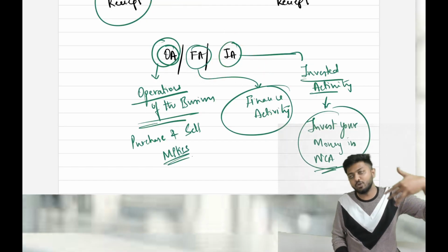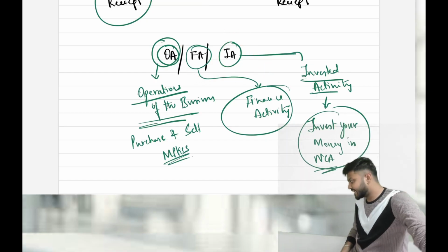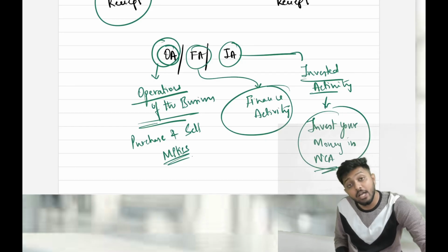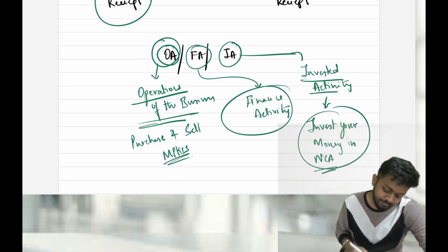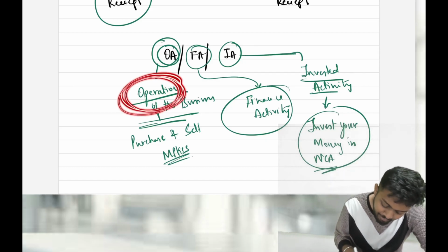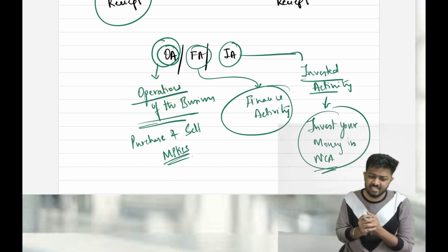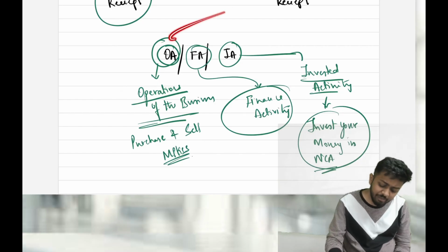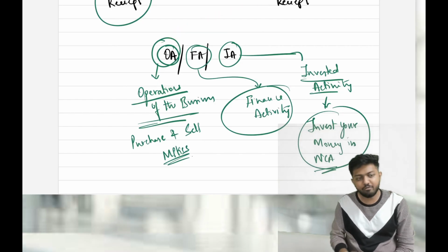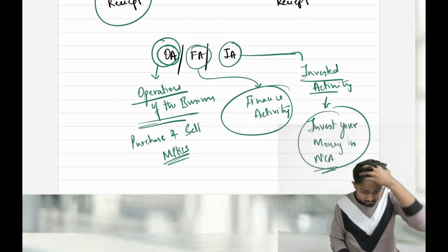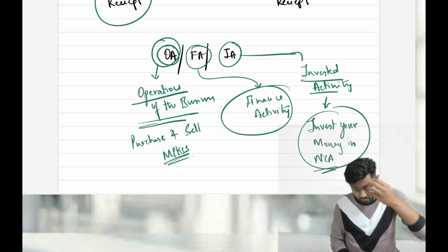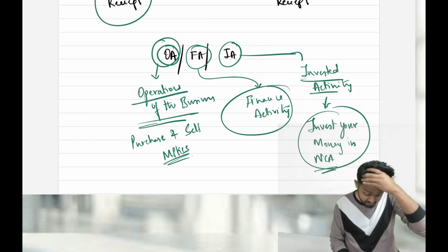So any money that you receive by selling a fixed asset comes under capital receipt. Only anything that you receive from normal operations of your business, which is generally sales, will be considered as revenue receipt. Did you understand, all of you? Clear? Next.